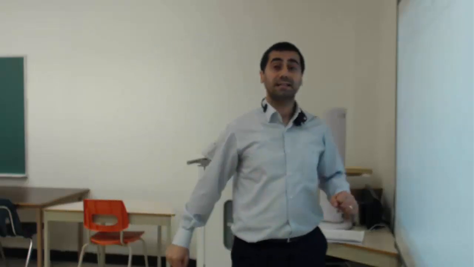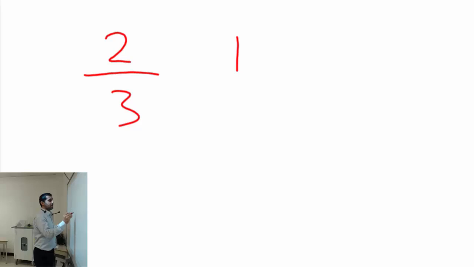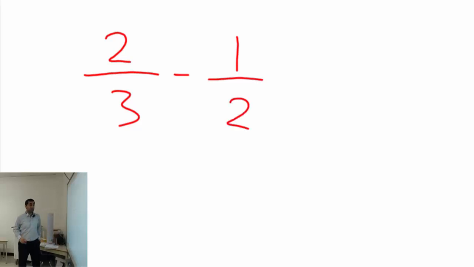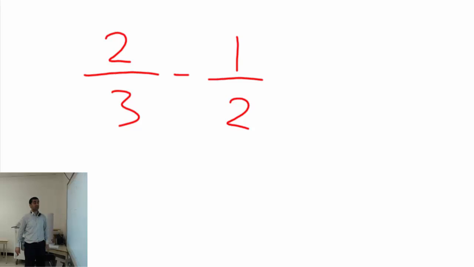So now let's do subtraction between fractions that have different denominators. Let's say 2 divided by 3 and 1 divided by 2. Let's subtract from each other. Now, let's see what's going to happen here. First of all, because they have different denominators, we cannot subtract. No matter what we do, we have to make sure they have the same denominator first.